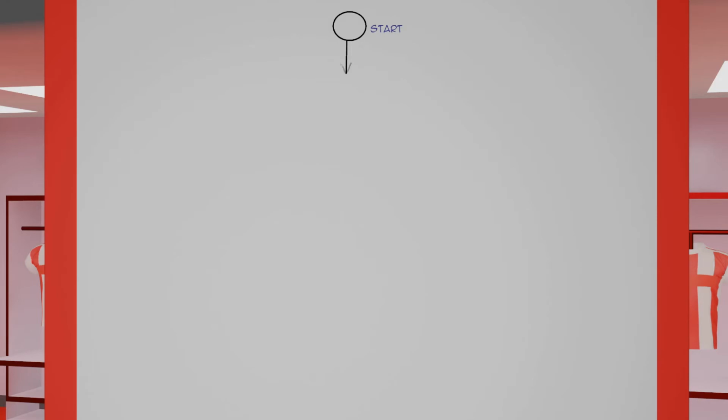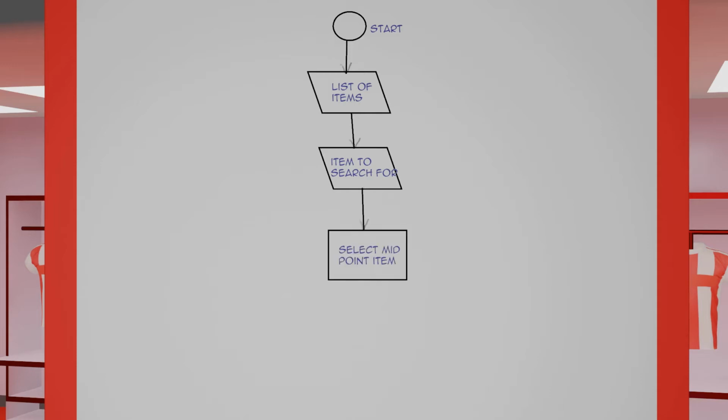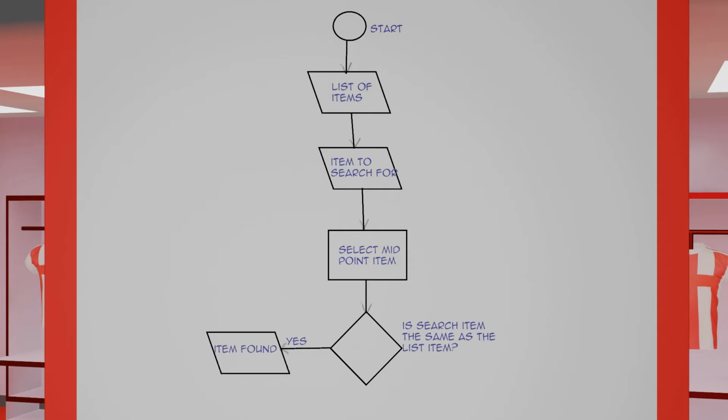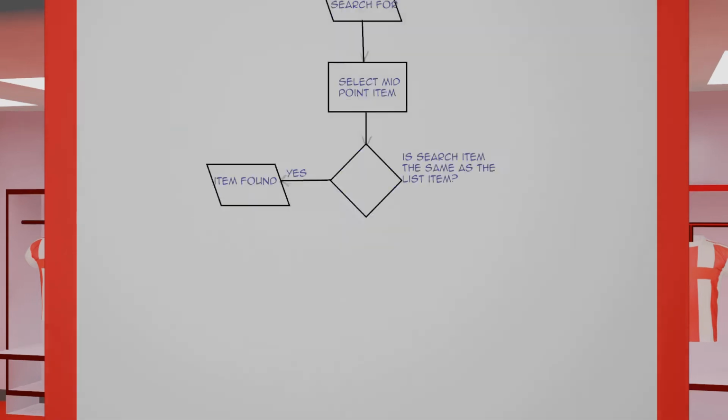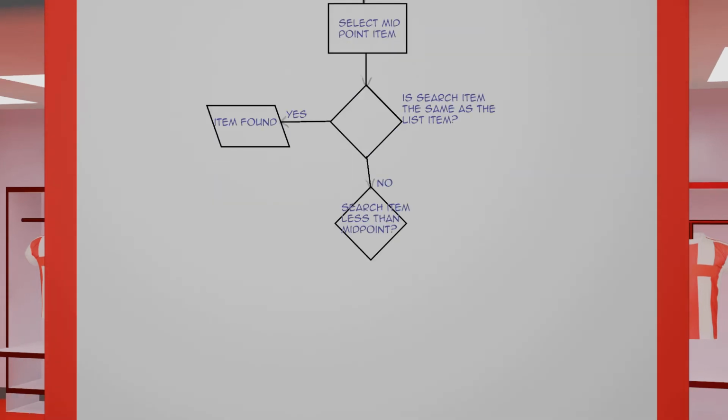Before, we have the start terminator and the 2 inputs to the algorithm, the list of items and the item to search for. The first step is to select the midpoint item from the list. Next we check if the item we selected is the same as what we're searching for. If it is, then the item's been found and we end. If not, we ask if the search item is less than the item we've selected.